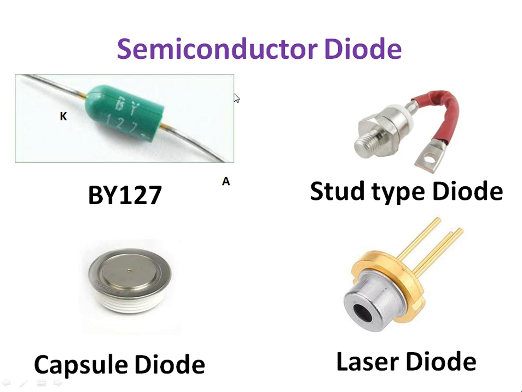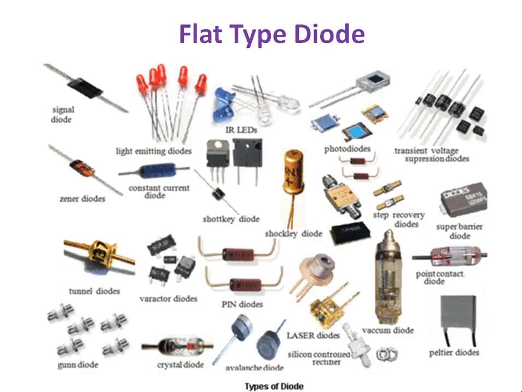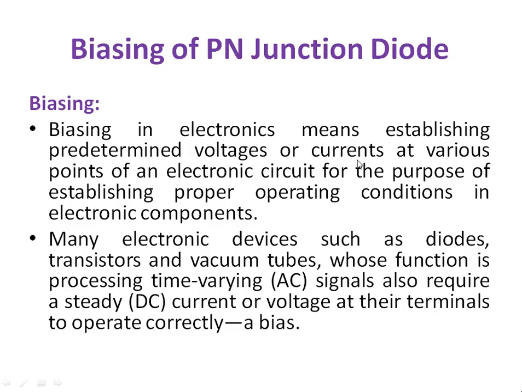And these are the semiconductor diodes: BY127, stud type diode, capsule diode, laser diode, switching diode, rotary diode, and fast recovery diode. The specialty of fast recovery diode is its turn off time is 0. You can easily turn on and turn off the diode. And the third type is flat type diode. So these are the flat type diodes: your LED and IR LED, transient voltage suppression diode, step recovery diode, vacuum diode. These come under this category, flat type diode.